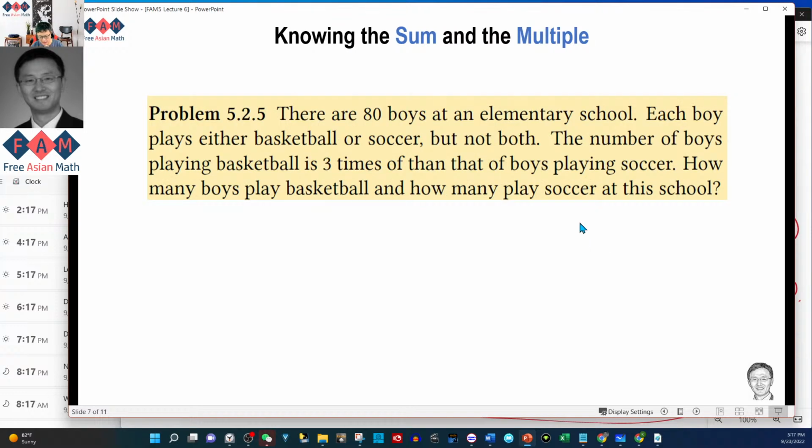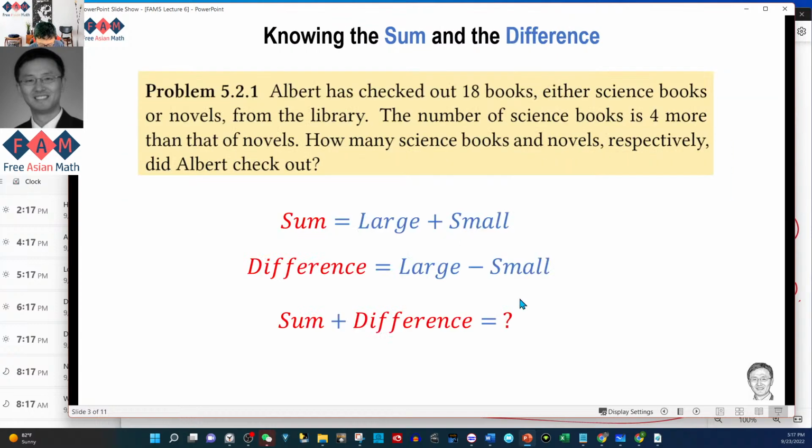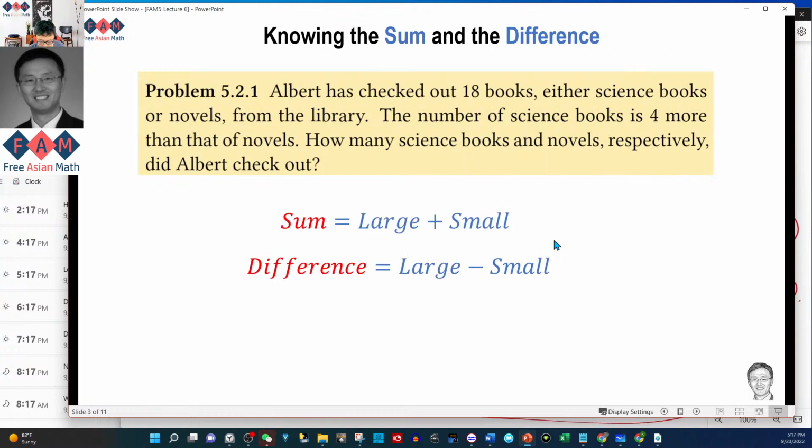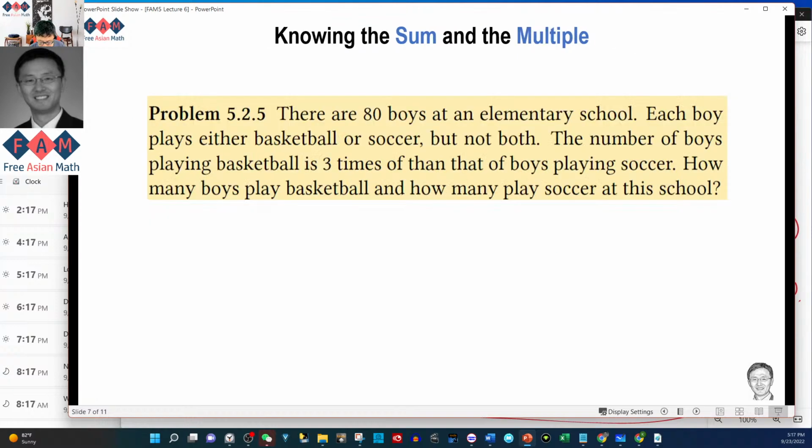Now we move on to a new class of problems. And this is a sum and a multiple. Remember at the very beginning we talked about the three relationships, and what are those? We have the sum, we have the difference, and we have a third very important relationship, that is the larger number is a multiple of the smaller number. So therefore, if we divide the large number by the small number, we get a multiple. That's the multiple between the two. This multiplicity relationship is also very important in this type of word problem.